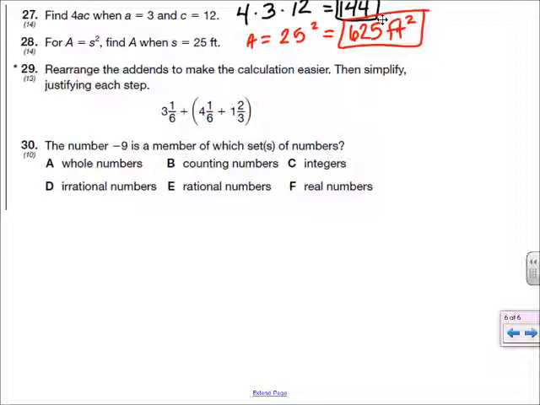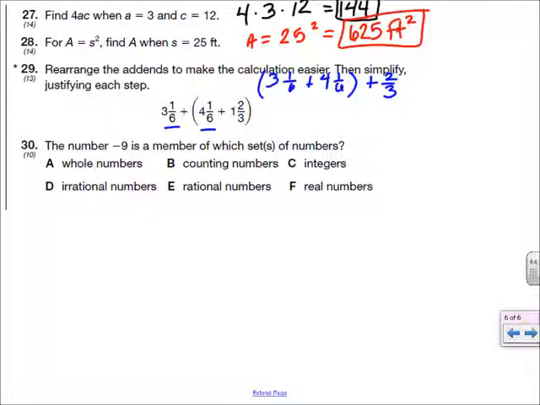Rearrange the addends to make the calculation easier. Then justify each step. Then simplify, justifying each step. So I look at this and I see that these are in sixths right here. So I would like to do those first because they have a common denominator. So the first thing I'm going to do is switch the parentheses around. I'll have 3 and 1/6 plus 4 and 1/6 first, and then I'll add on 2/3.